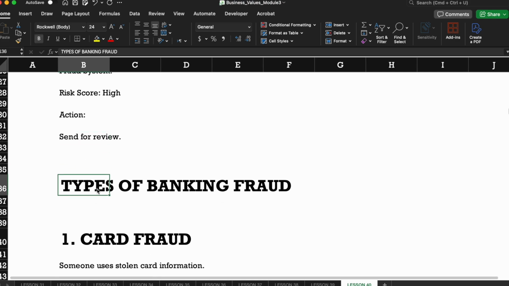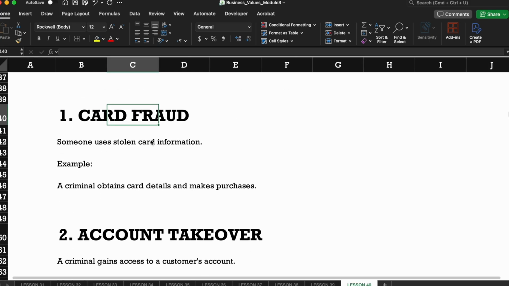The types of banking fraud. Card fraud: someone uses stolen card information.